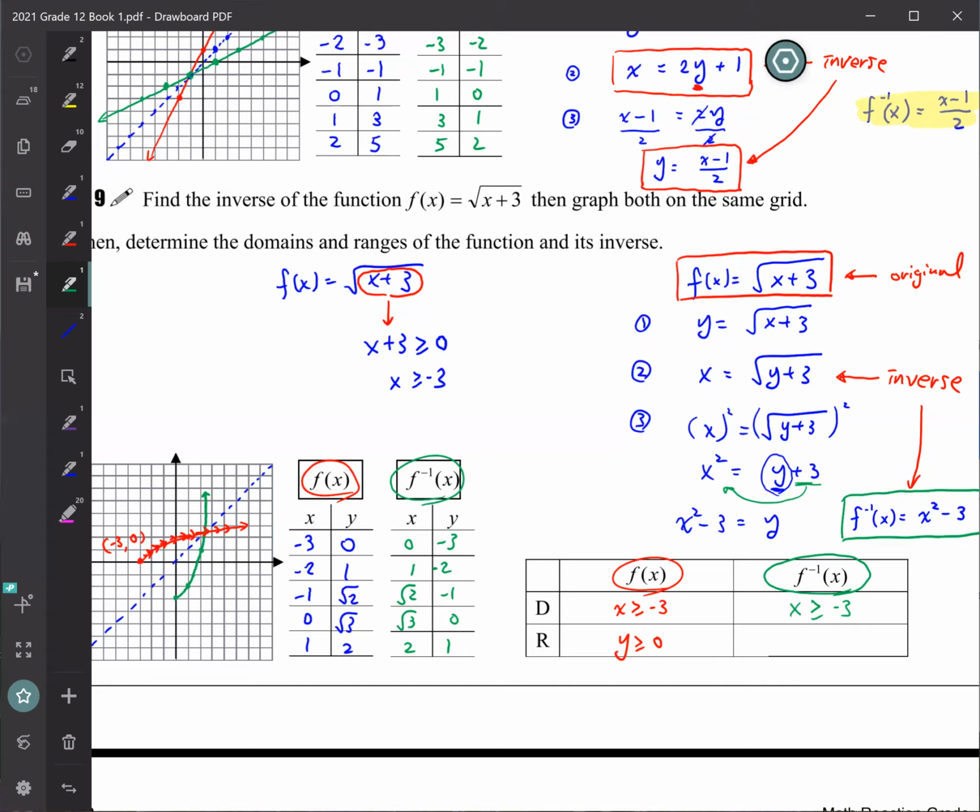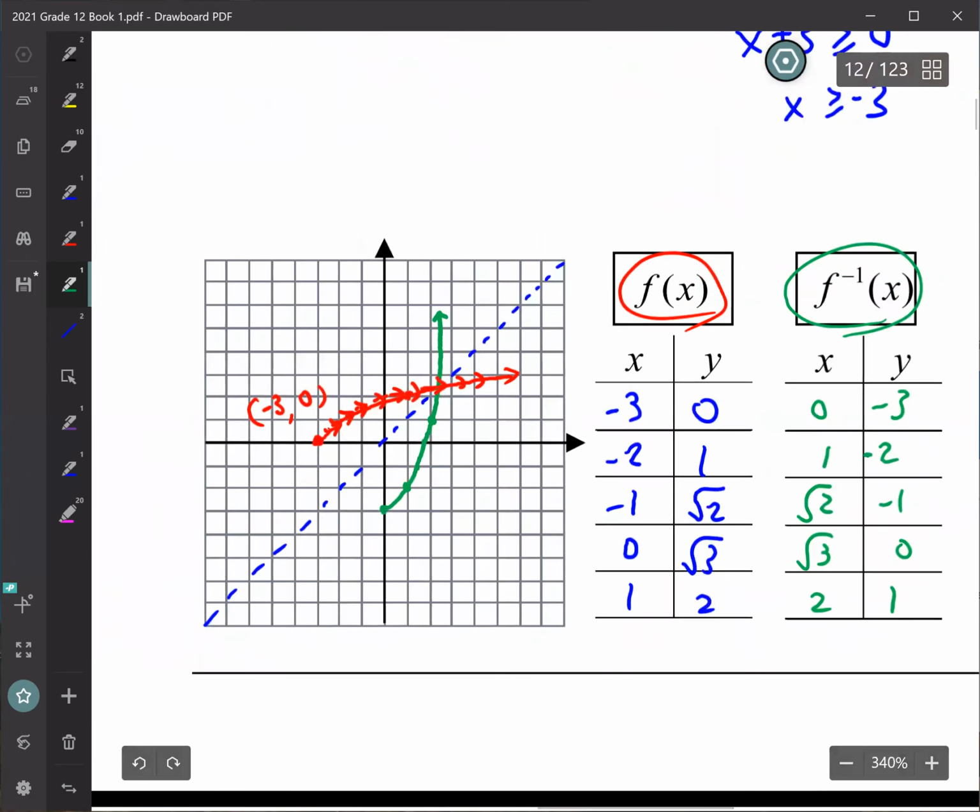What's your range? Range is greater or equal to 1. So Y greater or equal to 1. Is that your answer? Yeah. Okay, can you tell me on the graph, on the green graph, where is the starting of the green graph? Can you circle it?